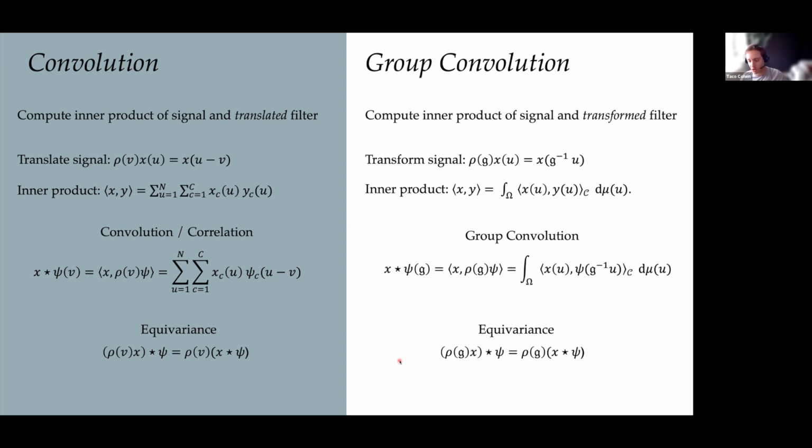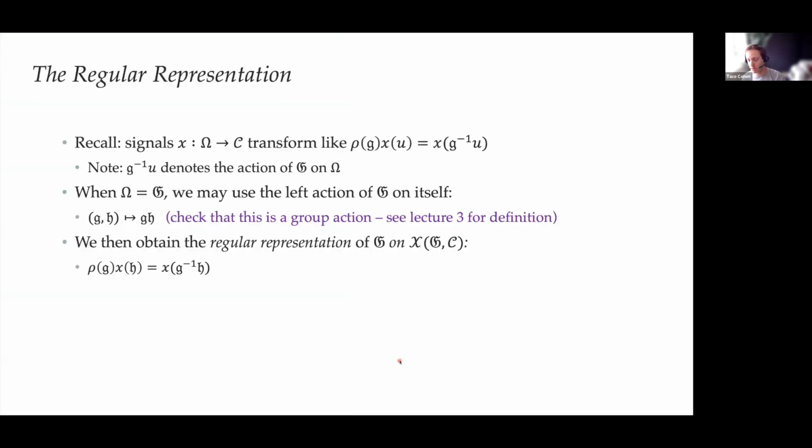All right, so we studied the group convolution, and I mentioned already that the way that the feature maps in a group convolutional net transform is called the regular representation. So let's look in a little bit more detail at what that means. Recall that signals are functions X from omega, our domain, to C, some vector space, and they transform according to this equation. We've just seen it on the previous slide.